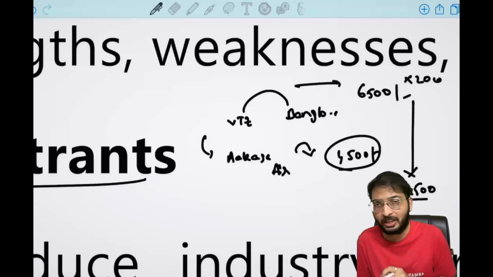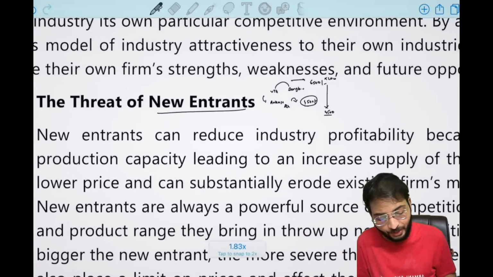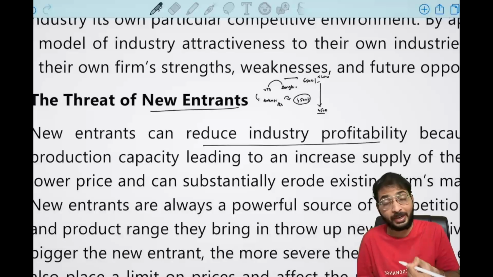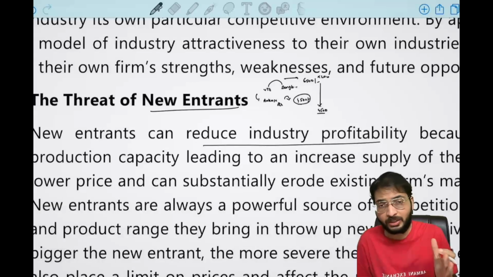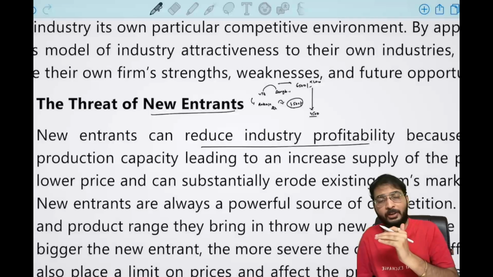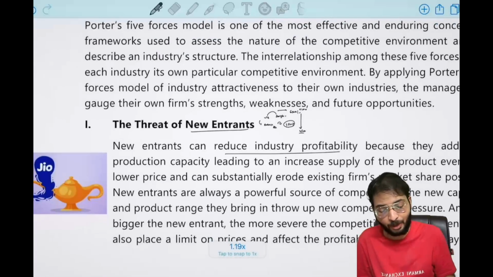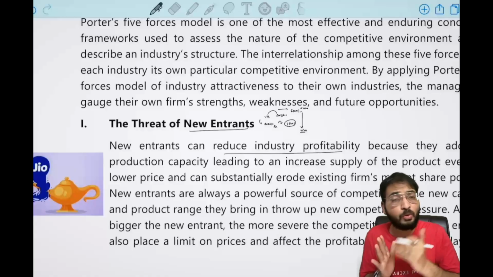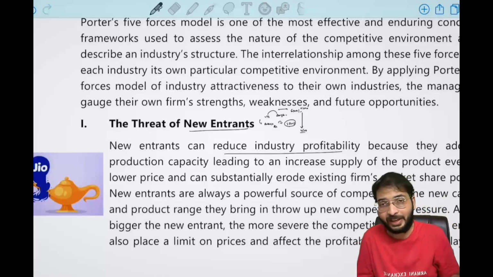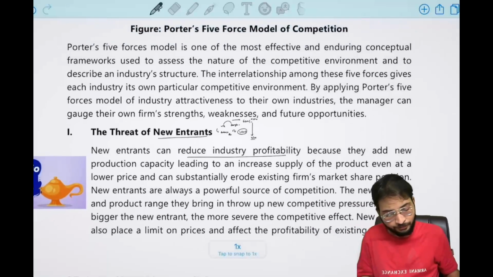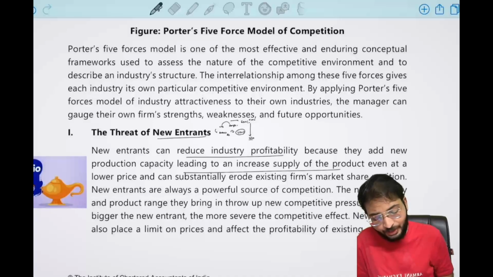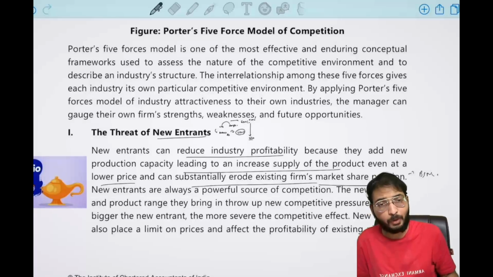New entrants, always remember, are a powerful source of competition. New entrants can reduce the industry profitability. Exactly this happened with Jio. When they launched, what did they do? Entire internet free, calls free, everything free. They reduced the industry profitability of BSNL, Vodafone, Idea, and other companies, including Airtel as well. Why? Because the demand will be the same, but there is a new supply. When the demand is the same and the supply increases, the price will be reduced. So an increase in production capacity and supply reduces the price and substantially erodes the existing firm's market position, which has happened with BSNL. BSNL's share has completely gone. And new entrants are always a powerful source of competition.